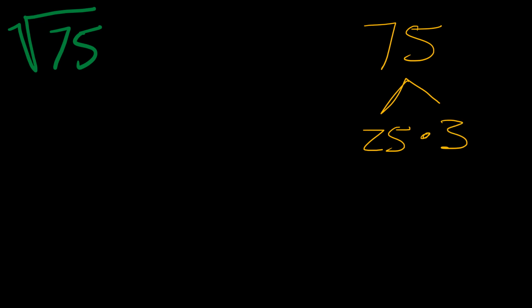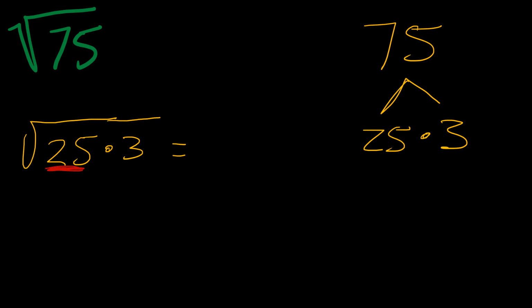So now I can come over here, I can rewrite the square root of 75 as 25 times 3. I say, hey, 25 is a perfect square, right? So when I pull 25, right, from the inside to the outside, it becomes a 5. So this would be 5 root 3.